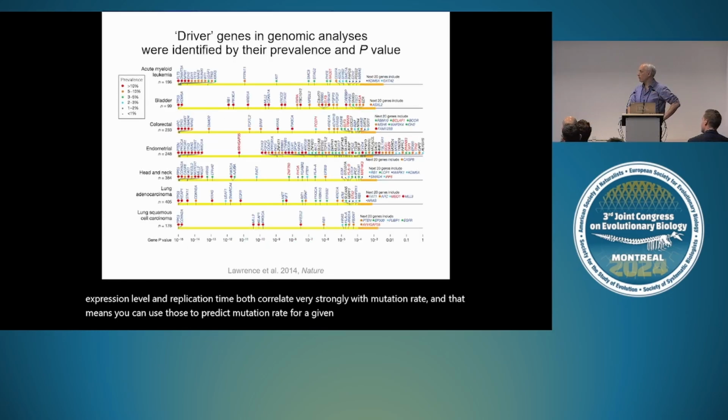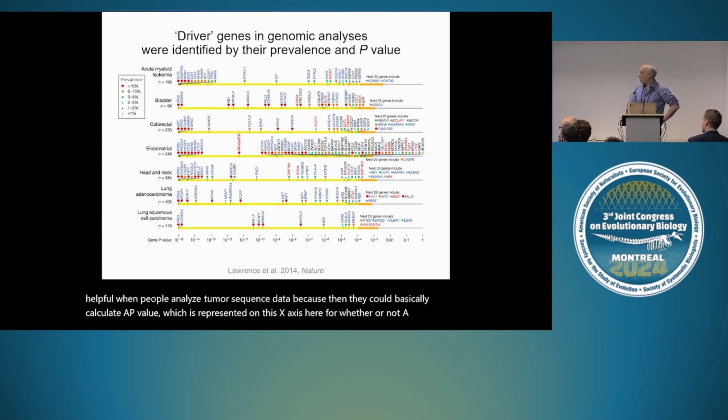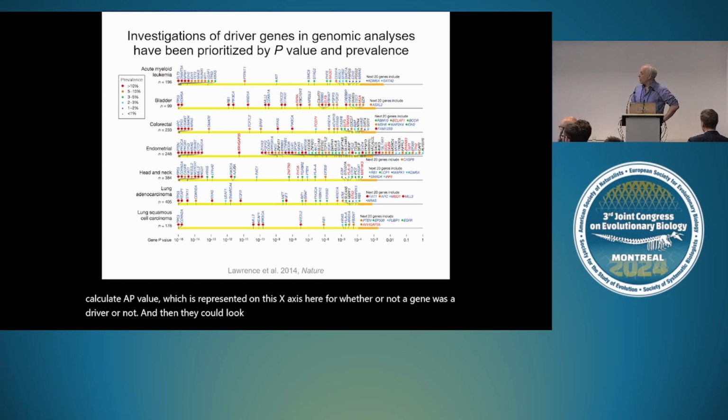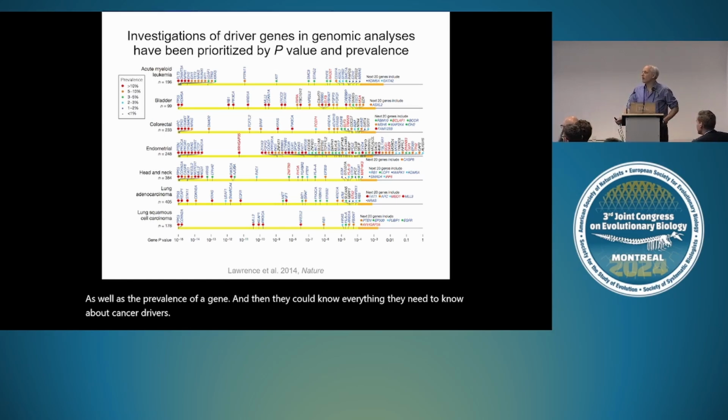And that was really helpful when people analyzed tumor sequence data, because then they could basically calculate a p-value, which is represented on this x-axis here, for whether or not a gene was a driver or not. And then they could look at that p-value as well as the prevalence of a gene, and then they could know everything they need to know about cancer drivers. Except neither of those things are an estimate of how important it is to cancer.